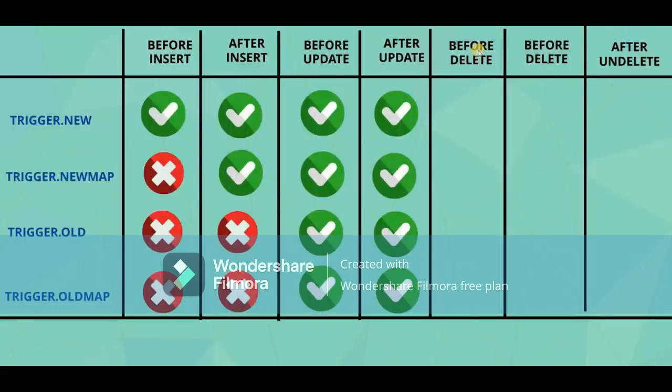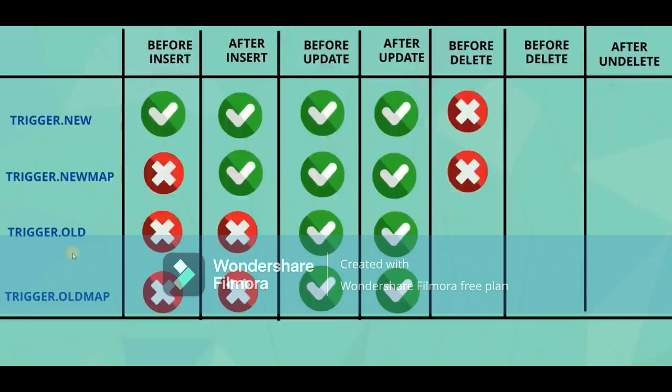So before delete, as I have mentioned in the thumb rule, if you are providing new values to the database, only then trigger.new is available. However, in before delete you're doing a delete operation. When you're doing a delete operation, you're not giving any new values to the database. Hence, trigger.new will not be available in before delete. In the same way, trigger.newMap is also not available. Why? Because if there are no new values, there's no point in having either new or newMap.